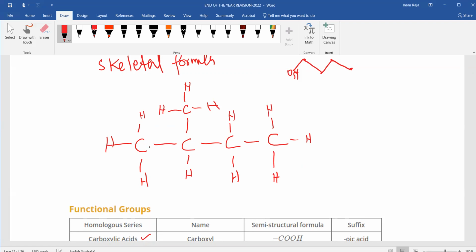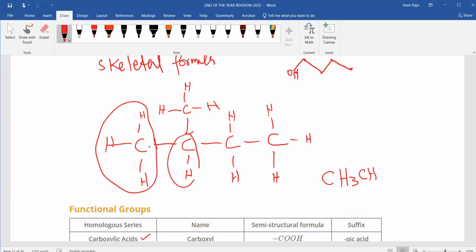Now, if you need to show the semi-structural formula for this one, you'll write CH3 for the first one. Then you write the second carbon, CH, and after the second carbon, you need to show the branch, and the branch must be in brackets, CH3, and then continue with CH2, and then CH3. All right. So this is the semi-structural formula.